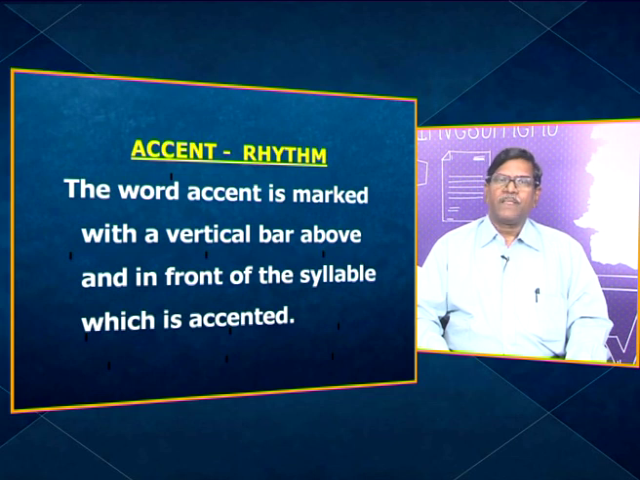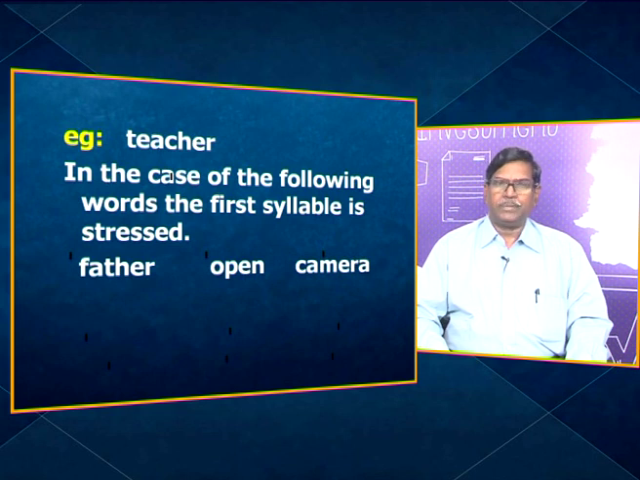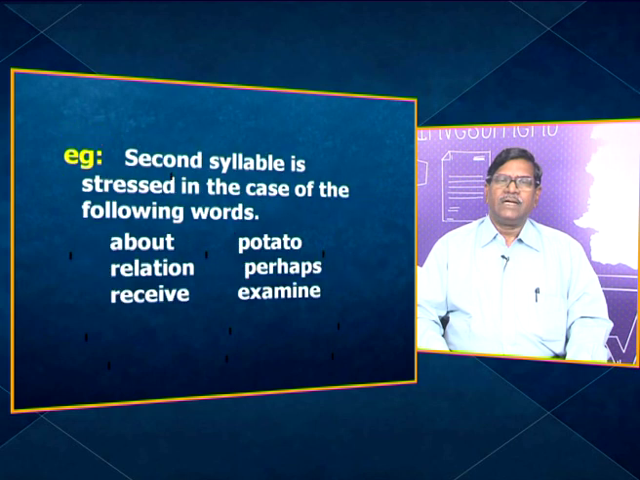So, teacher. In the case of the following words, look: father, two syllables, father, open, camera. In the case of all these three words, the first syllable is stressed. Father, open, camera. And the second syllable is stressed in the case of these words: about. That is why the initial sound is very weak, about. Potato, not potato. The second syllable gains stress.